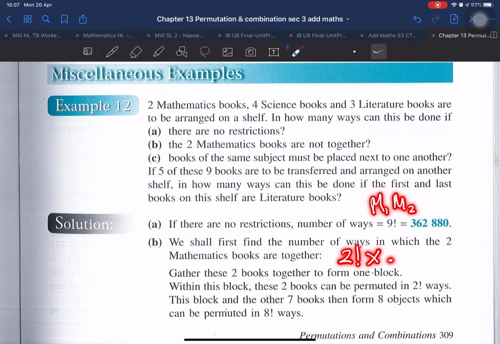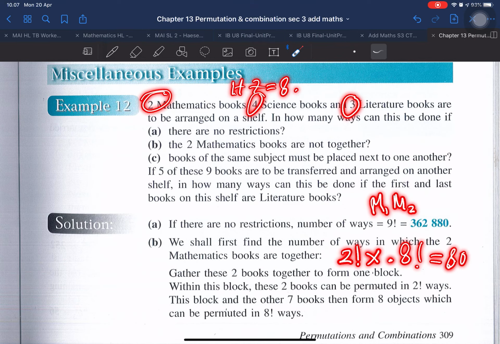Now, there are 7 books, but remember, since you combine these math books together, they're considered as 1. And this 4 and 3 make 7. 1 plus 7 becomes 8. So, you have to multiply with 8 factorial. And the answer is going to be 2 times 8 factorial, which is 80,640. Okay, now let's check the answer on the next page.